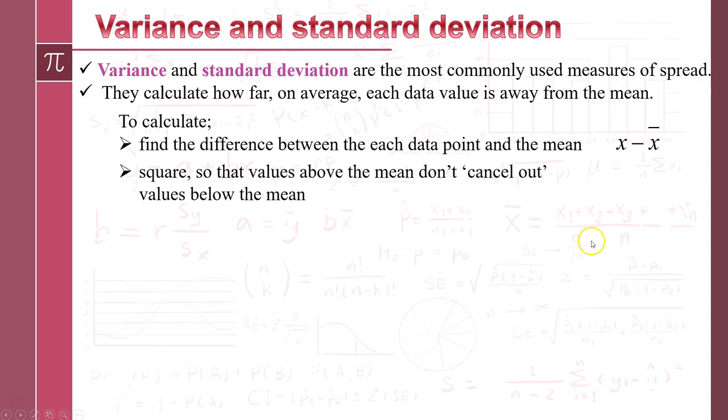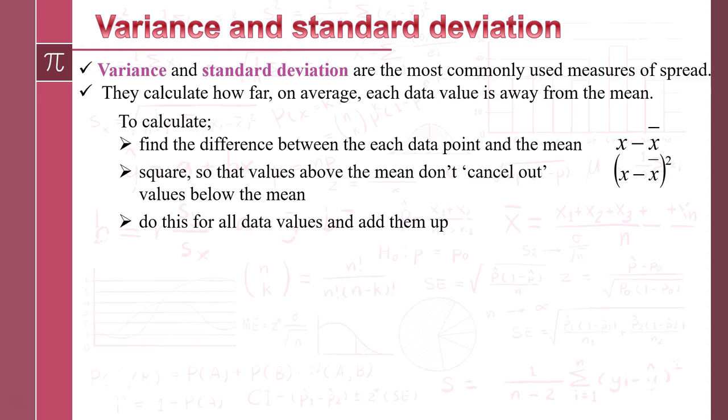So, to get rid of that negative element, we're going to do some squaring. Don't worry about the squaring, we're going to undo that bit a little later on as well. We're just going to square that, just to get rid of the idea of values above and below cancelling each other out. We're going to do this for every single data value and then add them all up, so you get the sum of that squared bracket there. And we know for an average, we add them all up and divide by how many there are.